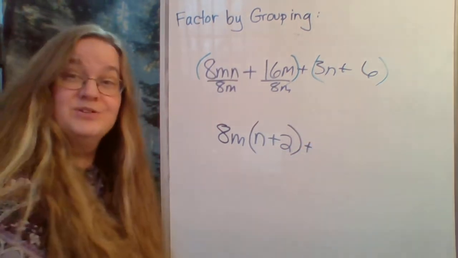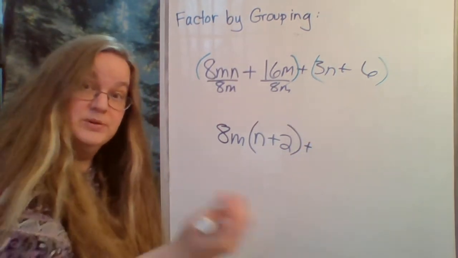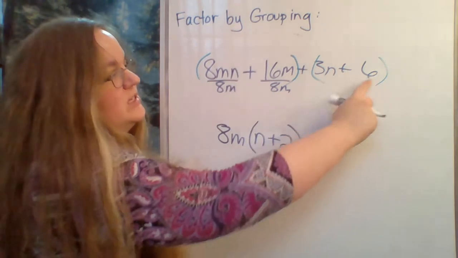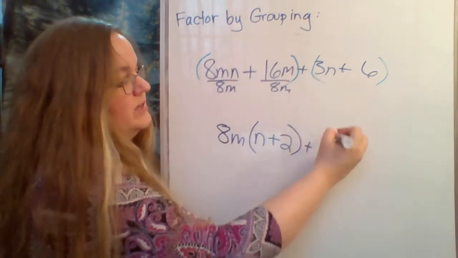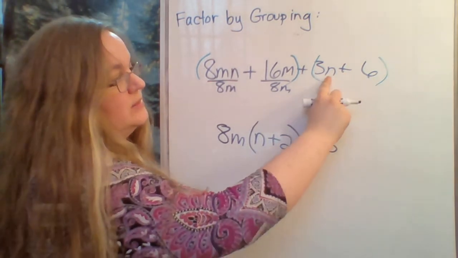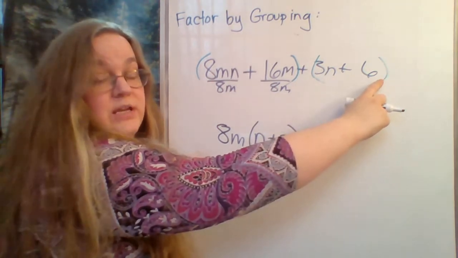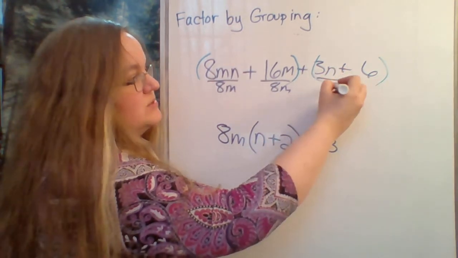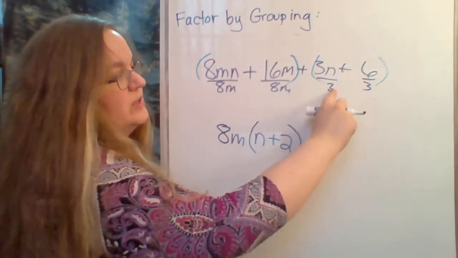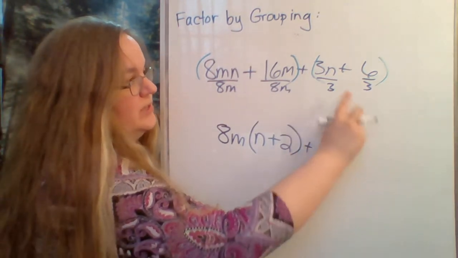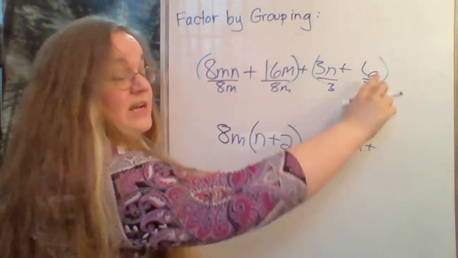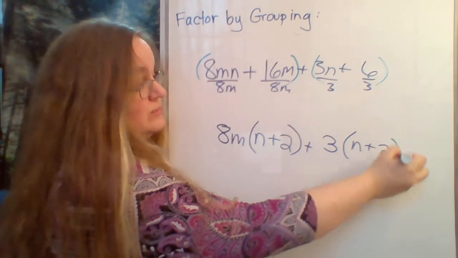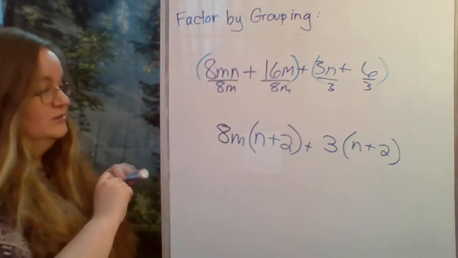Now I'm going to do the exact same thing in the other one. I'm going to pull out the GCF. Between these 2, I can pull out a 3. There's an n here, but no n here, so I can't pull out anything else, so I'm just going to divide by 3. 3 divided by 3 is 1, and so I'm just left with n. And 6 divided by 3 is 2.